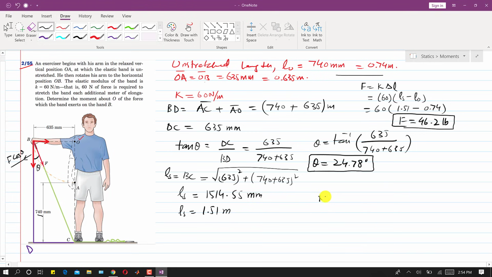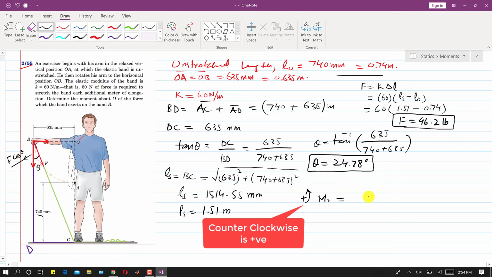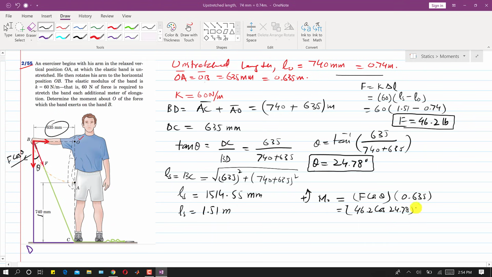So I will write moment about O, and let's assume that the clockwise direction is positive, right? This F cos theta produces a clockwise moment. So I will write F cos theta into the perpendicular distance. This length is the perpendicular distance, so I will write 0.635, in meters. So F is how much? It is 46.2 cos of 24.78 into 0.635, right?